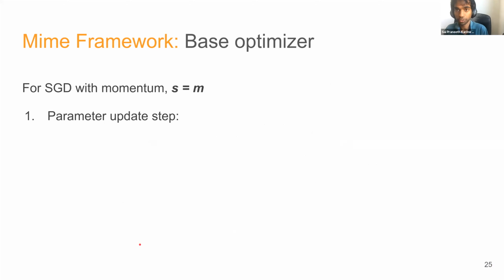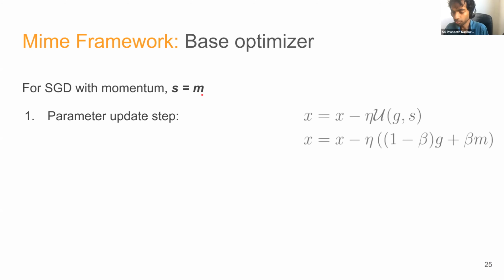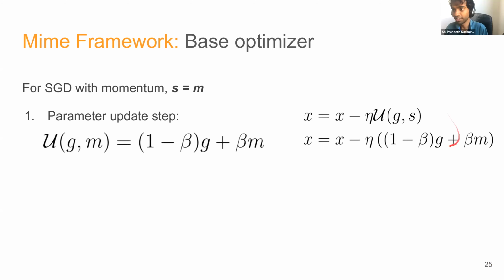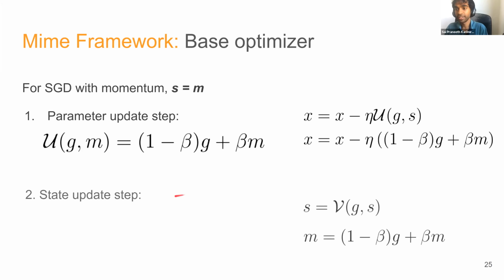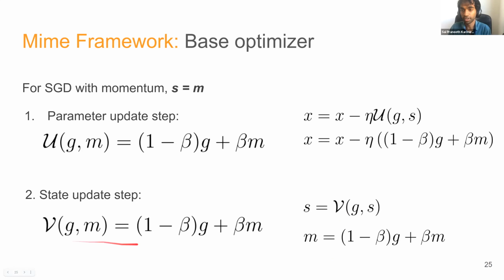Just to work out how this would look for momentum: in momentum, there's only one state, the momentum vector. Just by looking at these equations, it's quite clear that the update step for momentum takes a gradient and the state, which is just the momentum, and uses them to compute the update. Then there's a state update step, the momentum update step, and by comparing it with what we said before, it's clear that this function would look like this. This is just a functional breakdown of what an optimizer is doing.